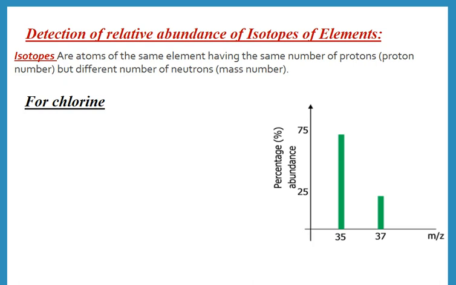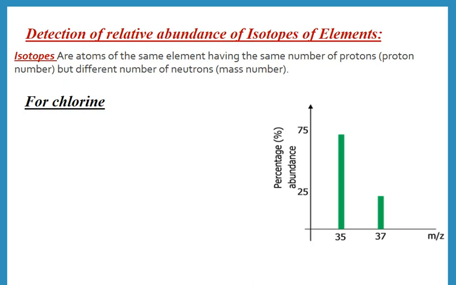Okay. That was talking about the analysis of compounds. What if I'm using my mass spectrometer to analyze an element? In that case, I'm trying to detect the relative abundances of isotopes. Do you remember what is meant by isotopes? If you remember from O-level, isotopes are atoms of the same element having the same number of protons but different number of neutrons. That was the definition of isotopes in O-level. Okay, what does that mean?